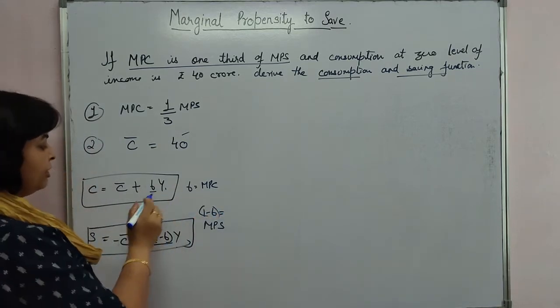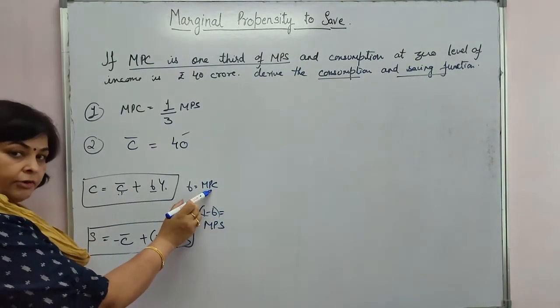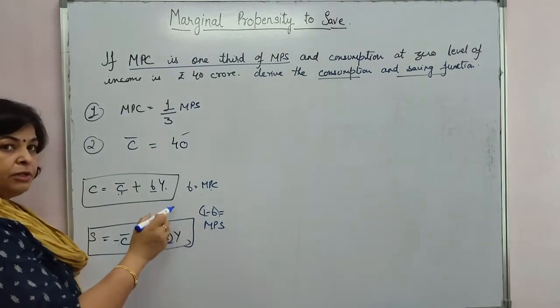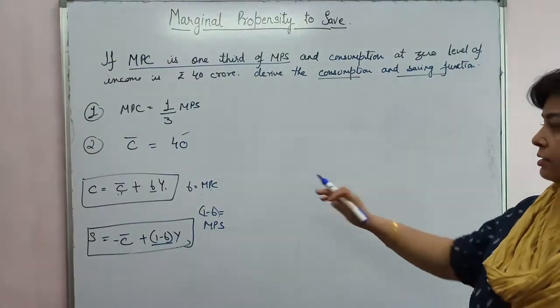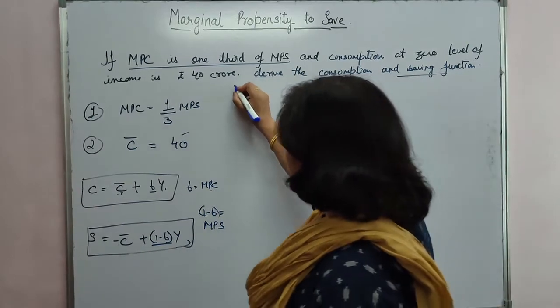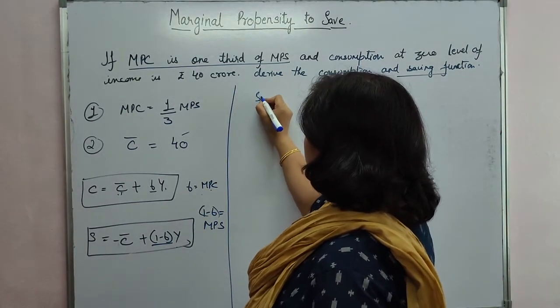Now since we have already got the value of C bar, if we calculate the value of MPC and MPS, we will be able to derive the equations of the consumption and saving. Now we will solve this example. We know it is solution.